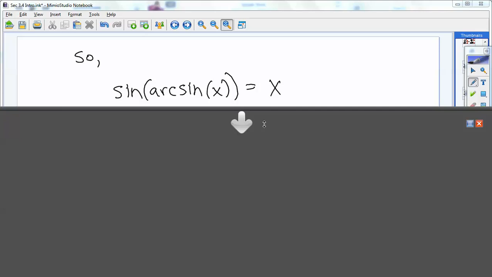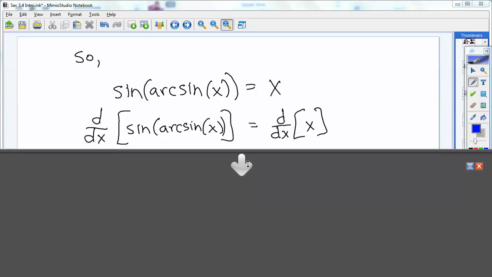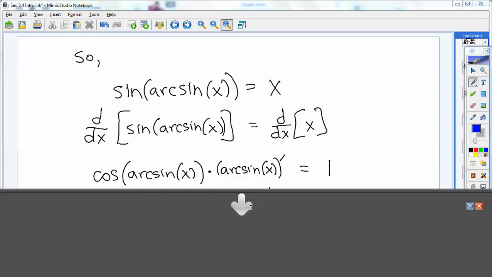Now, let's do the derivative of both sides. Well, on this side, derivative of x is just going to be 1. Let's do the derivative of this. Well, we start on the outside. What's the derivative of sine? Cosine. Leave the inside alone. Times the derivative of arc sine. We don't know the derivative of arc sine. That's what we're trying to find. So I'm just going to call it arc sine prime.